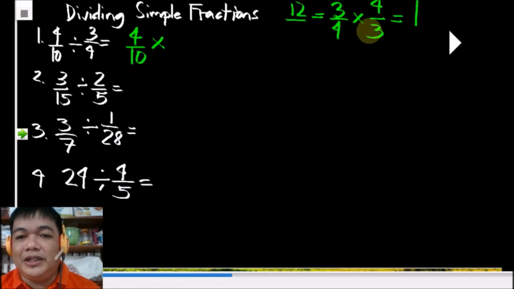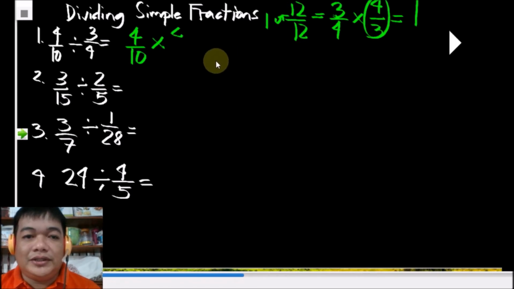The reciprocal of 3/4 is 4/3, because if you multiply them, 3 times 4 is 12 and 4 times 3 is also 12, so the product is 12/12 or 1. So you're going to use 4/3, the reciprocal, as your new divisor.